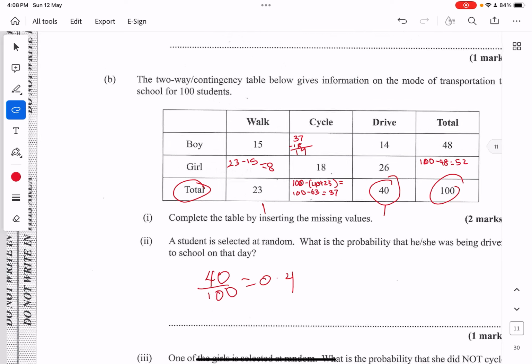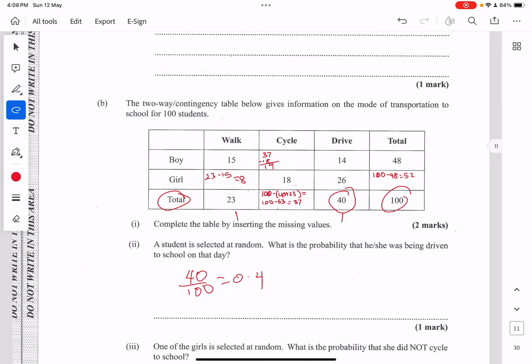So boy or girl, they didn't ask whether it's a boy being driven or a girl being driven. They just asked some student taken at random, and they wanted the probability that that student is going to be driven. And in total, we had 40 students being driven. Out of the 100, we had 40. So the probability is going to be 0.4.